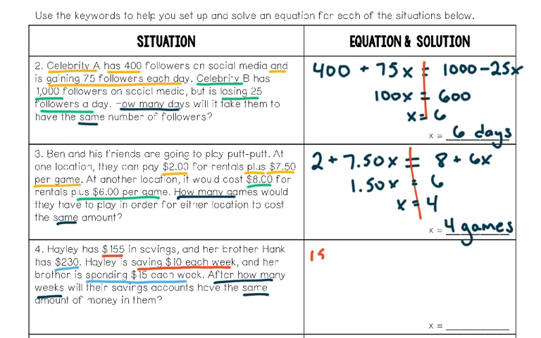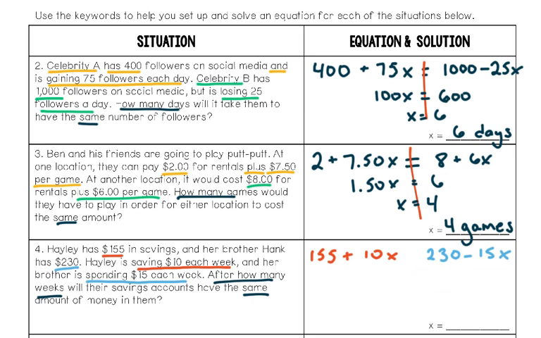Haley has $155, and she's saving $10 each week. And we don't know the number of weeks, so I'm going to write x. Now you can write the equation for Hank. All right, is this correct, or did I make another mistake?